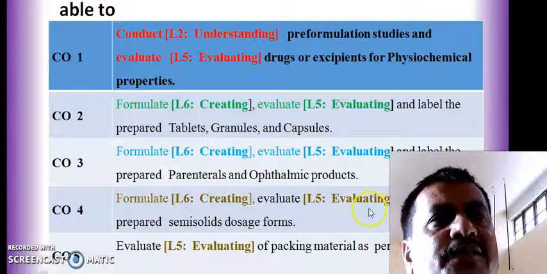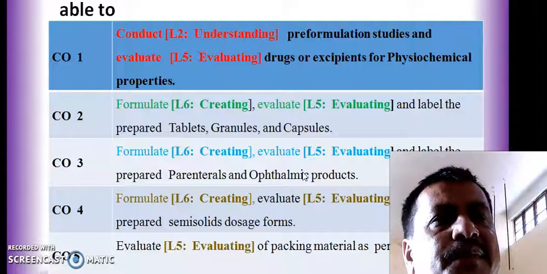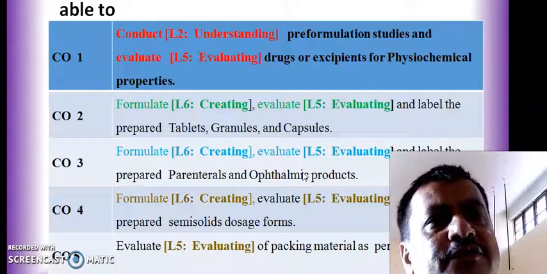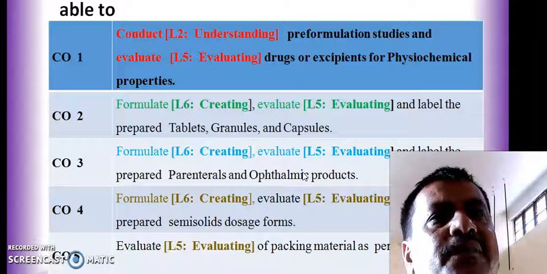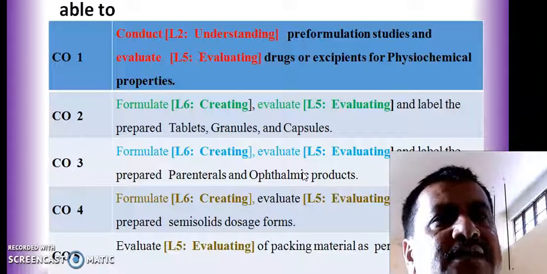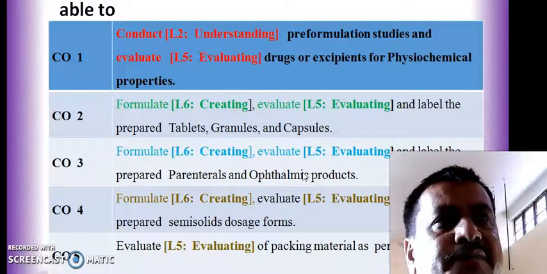So this is the first video for Industrial Pharmacy 1 practicals, in which we have seen the syllabus as per PCI, how the course will be delivered, what the objectives are and what the course outcomes are for Industrial Pharmacy 1 practicals as per the PCI syllabus.